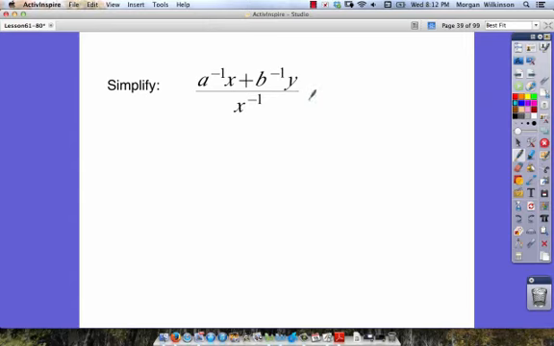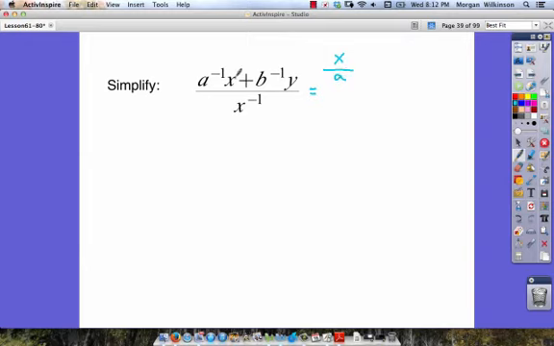Here we're going to simplify. And this one has negative powers, but don't let that intimidate you, because you know how to work with those. In this problem, our numerator is going to be a to the negative first over x, but let's make it x over a to the first power, because we just moved this into the denominator in order to get rid of the negative power of 1.